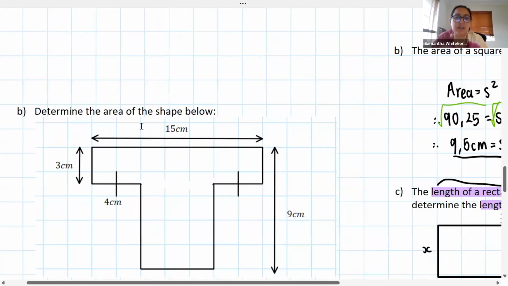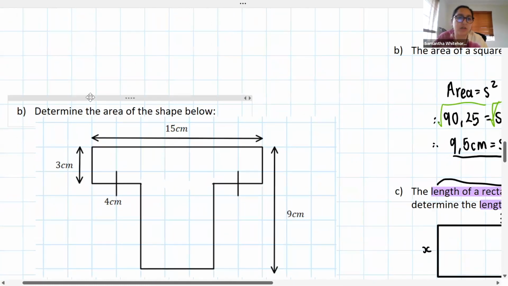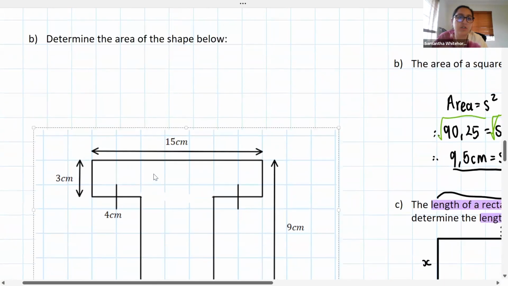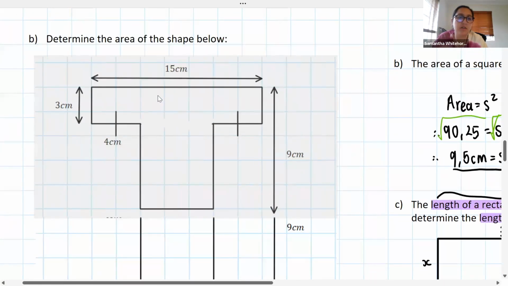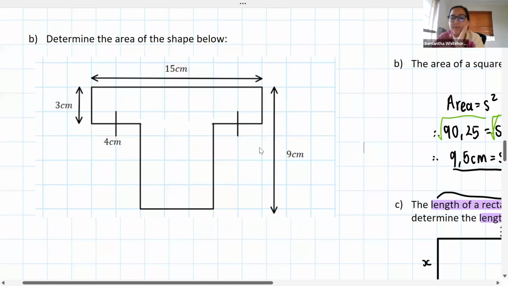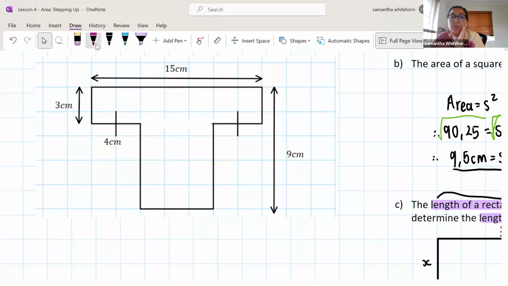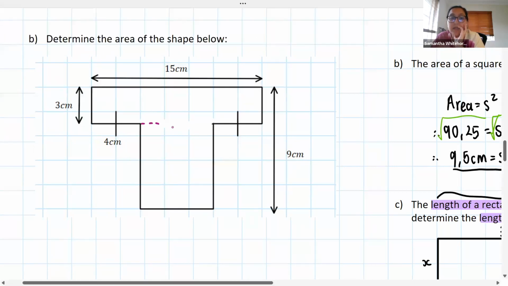All right, so the question I want you to try now is this question B, which I'm just going to move up for us. So determine the area of this shape over here. I want you to try it. See how you go. The only thing I'm going to say is we don't have a formula for T-looking shapes. So the way that we can deal with a composite or a more complex shape is to break it up for ourselves. And that might mean breaking the shape up into rectangles that you can then work out the individual areas of and then add together.